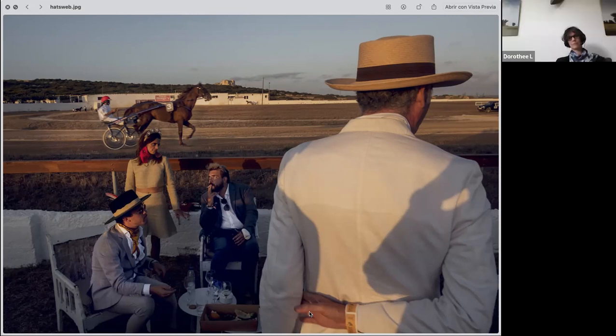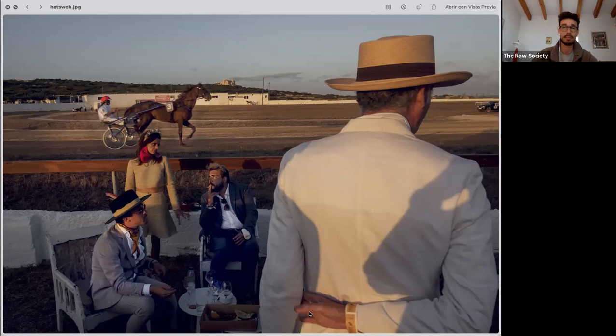People often ask me, why don't you go full frame? Well, because my style fits to have more depth of field. I prefer it. So for me, an APS-C camera works better than a full frame.